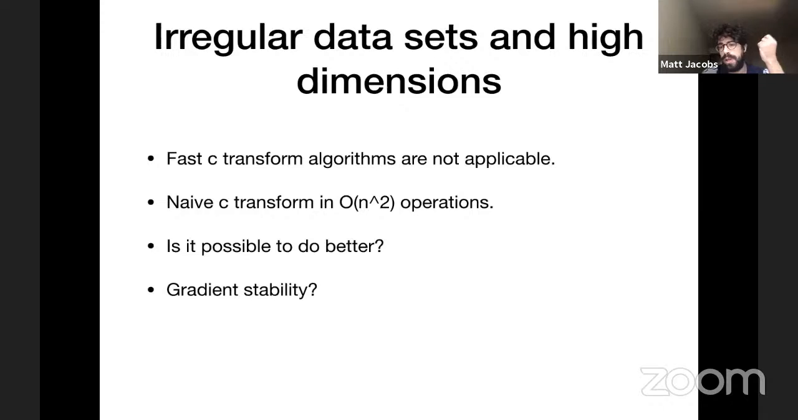Of course, you can always compute a naive C transform by just checking every single option and looking at the best one. But now you're doing something that has O(n squared) cost. So you're kind of getting back to all of these other methods that are very expensive, and it defeats the purpose. And so the question is, could you do better? Is there some way to do a C transform more efficiently?